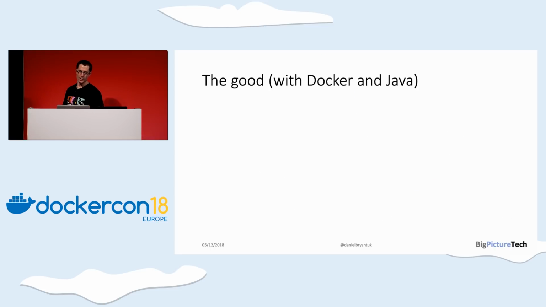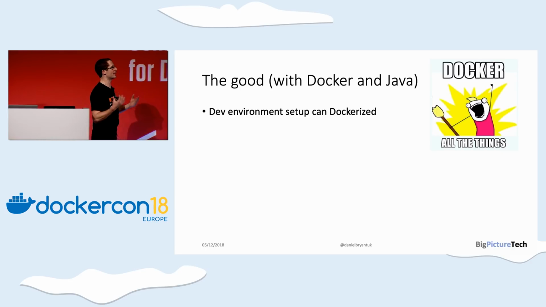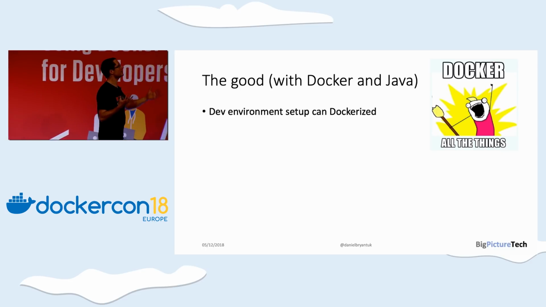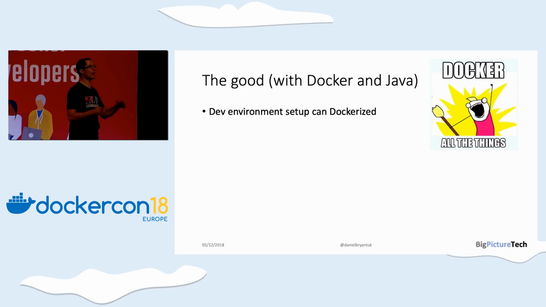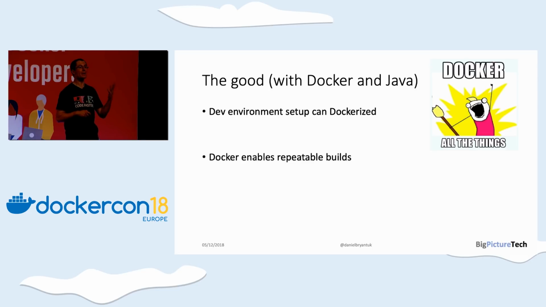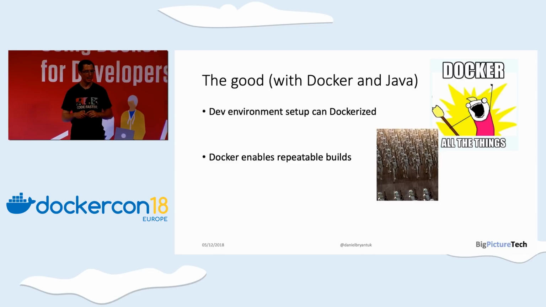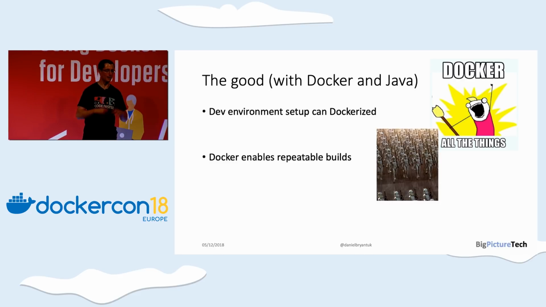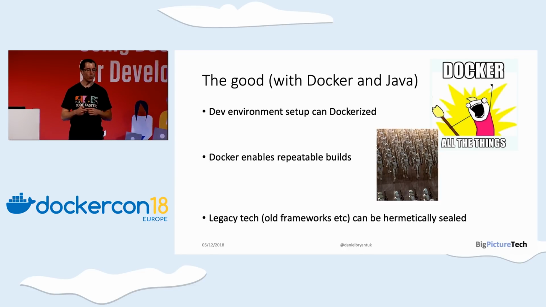So the good with Docker and Java: I'm a big fan of Docker, hence why I'm here. Docker all the things. Your dev environment, particularly in the Java world, can be quite verbose. You can wrap it all up in a nice manifest in a Dockerfile, or just ship it as an image. Docker enables repeatable builds, something I've struggled with, non-deterministic builds, in the past. I really do like that for Docker.